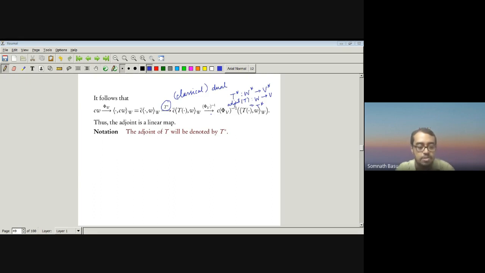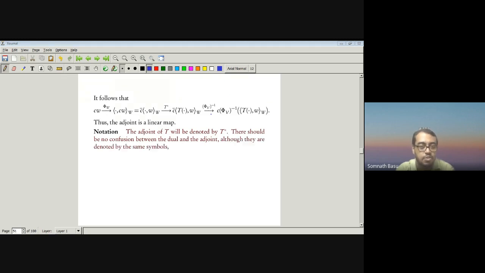I wanted to warn you about this because the first reaction would be, why are we calling two distinct things T star? Well, sometimes they are avatars of one another, so might as well call it T star. That's secretly what's happening here. The other reason is two things could have the same name. It's just a bad choice, but in this case, it is actually an excellent choice, as you'll see. As I said, there should be no confusion, although they're denoted by the same symbols, because the domains and codomains are entirely different.